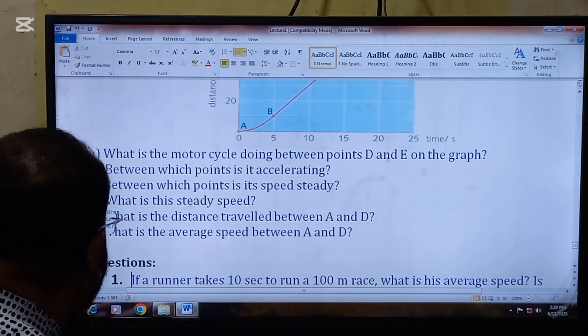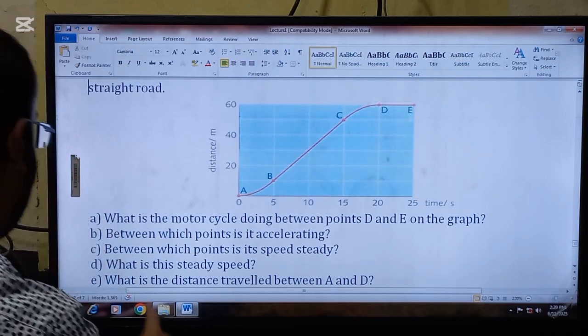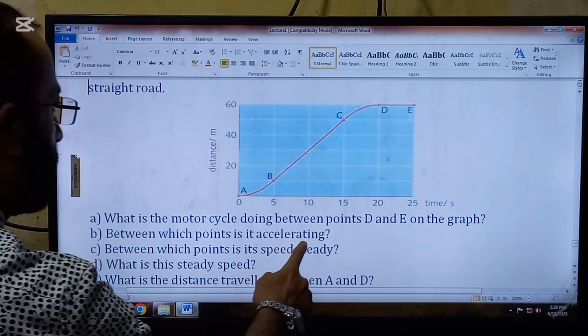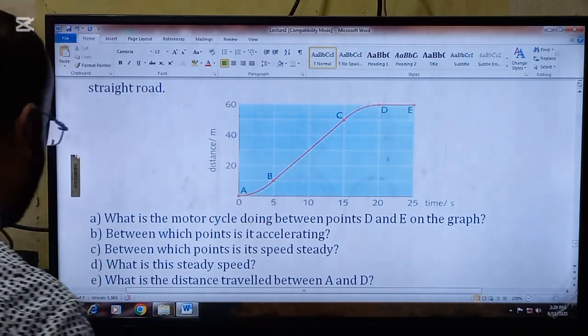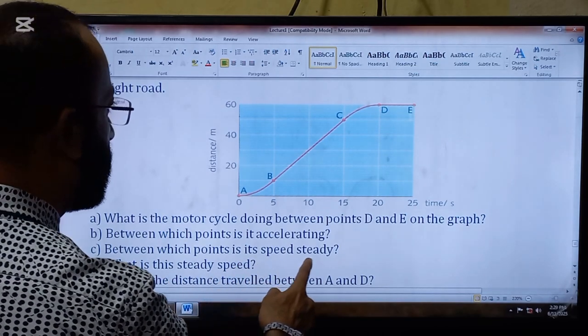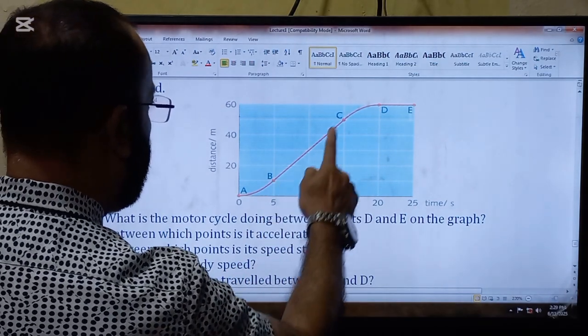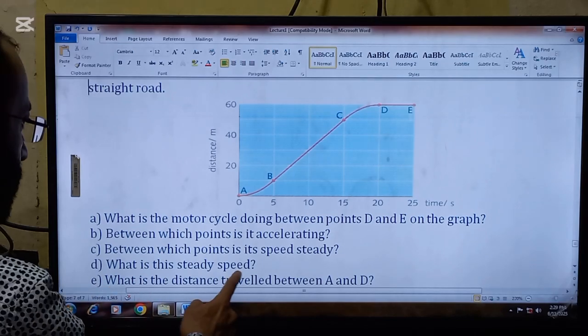So look now. Next question is: between which points is it accelerating? Between A and B, it is accelerating. C part is: between which two points is its speed steady? Between B and C, its speed is steady. D is: what is this steady speed?